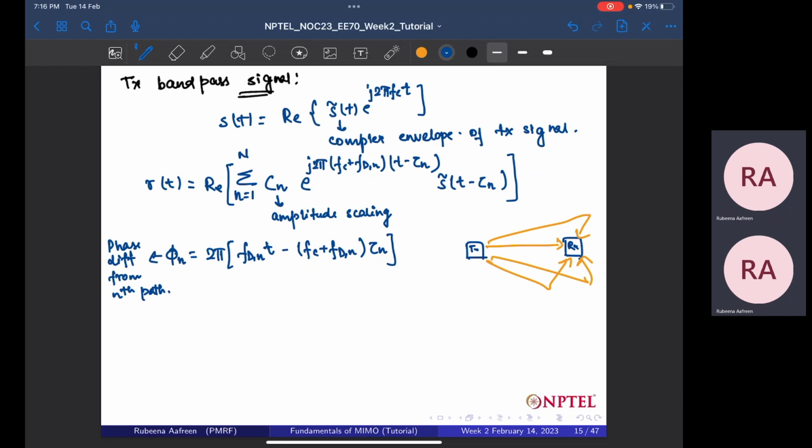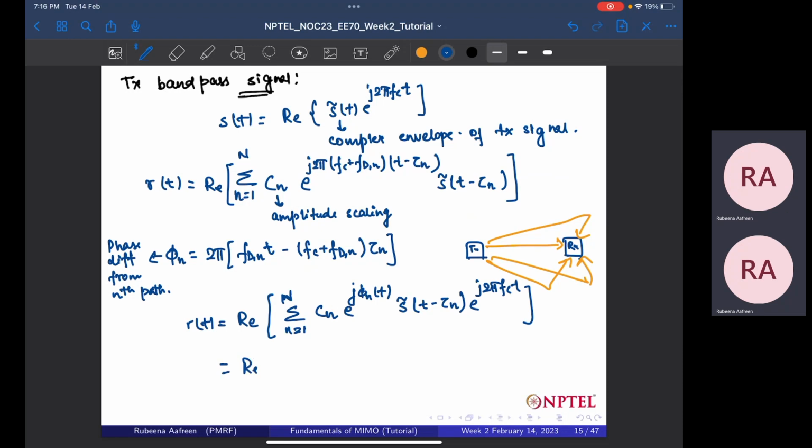Now we can write the received signal as the summation n equals 1 to N of c_n e to the power j phi_n(t), where capital N is the number of paths; we are assuming that there are N paths. The term e to the power j phi_n(t) is the phase difference from the nth path. Then we have s(t minus tau_n), which is the delay from the nth path. And then we have separated the f_c part.